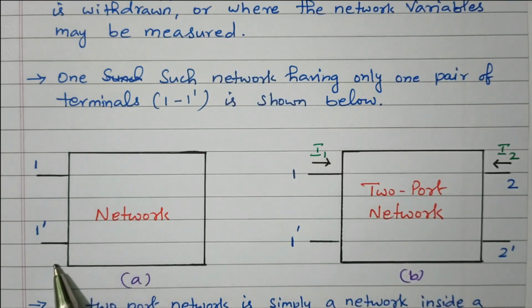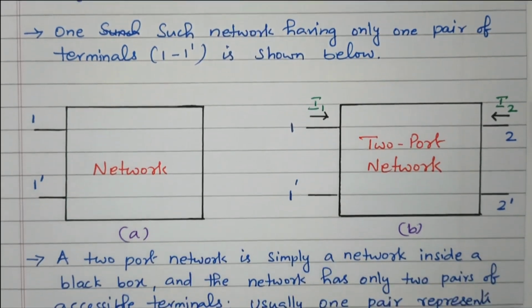This 1 dash refers to the input terminal, 2 dash refers to the output terminal. So it can be used for further analysis. Normally all electronic systems, communication systems and transmission systems are represented by a two-port network. Having one pair of terminals is called a network, having two pairs of terminals is called a two-port network. One side refers to the input terminal, the other side refers to the output terminal.